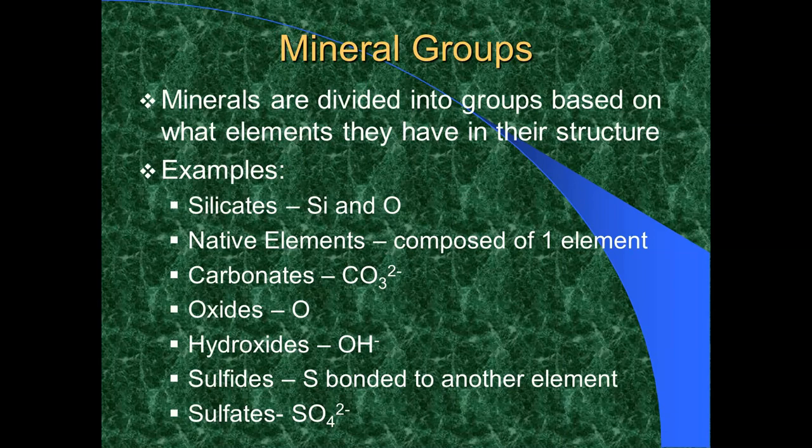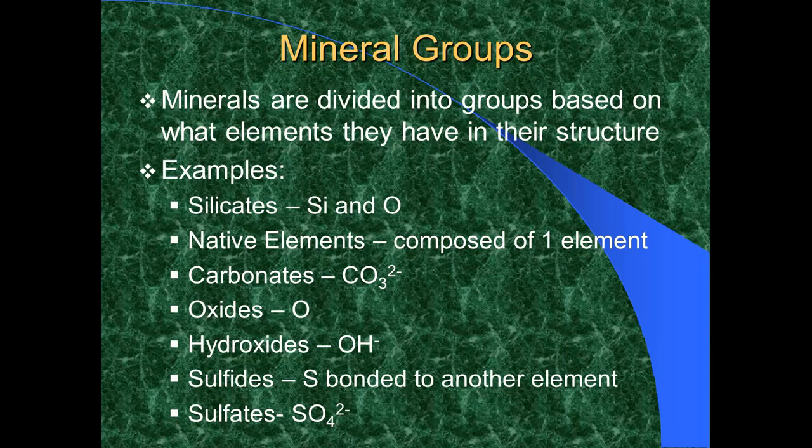Now, all of our minerals are divided into what are known as mineral groups based on what elements are in their structure. Now I have 7 groups listed here. This is by no means an exhaustive list. There are other groups than these, but these are probably the most common. We start with our silicates.